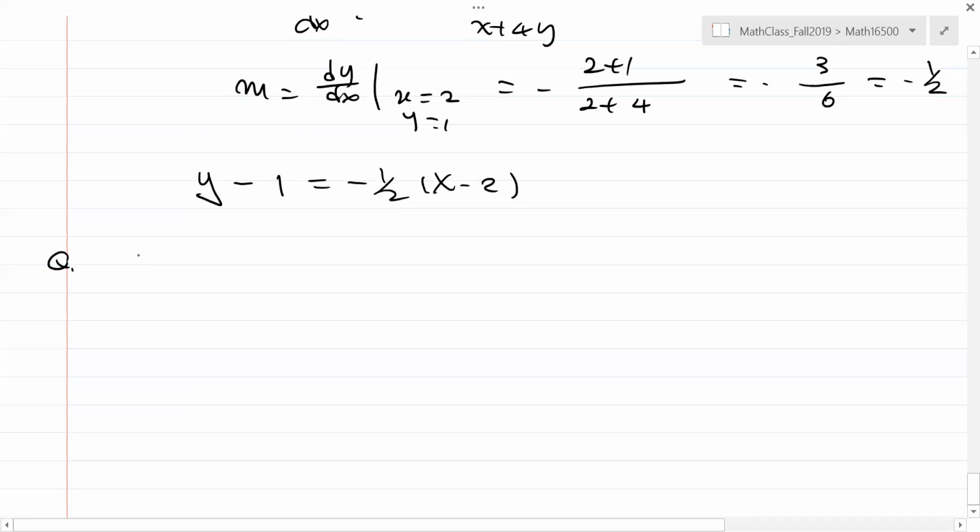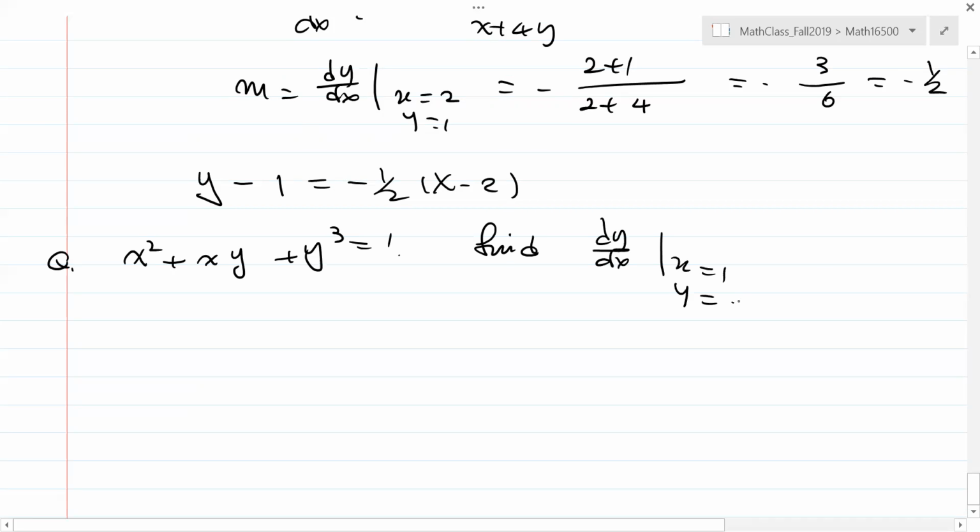Yeah, similarly, you can do this problem: x squared plus xy plus y cubed equals 1. This time I want to find the derivative of y with respect to x when x equals 1, y equals 0. Yeah, when x equals 1, y is 0.